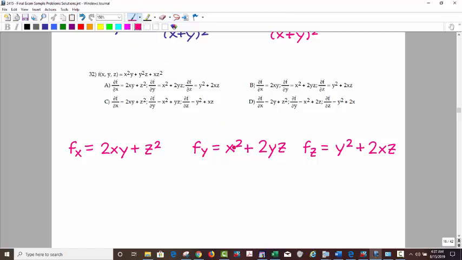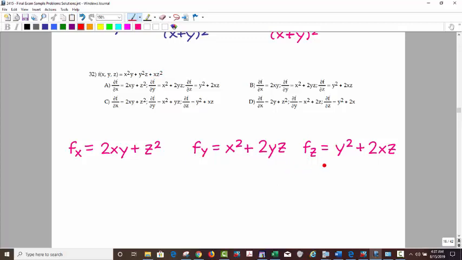So now let's look at it again. x squared y with respect to y will be x squared. y squared z with respect to y will be 2yz. The last term doesn't have a y. So I had that written incorrectly there.